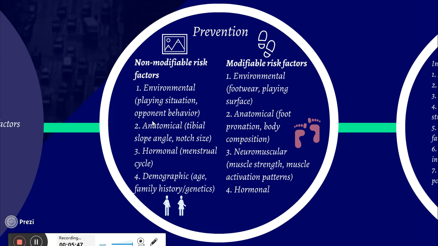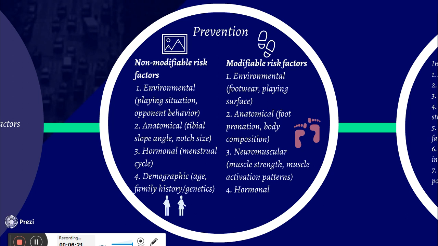So now we're looking at modifiable risk factors, such as the environment, what people have on their feet, what they're using, the playing surface, other anatomical things that can be modified, which are like foot pronation, body composition, other muscles, that sort of stuff, and then neuromuscular, which is like muscle strength, muscle activation patterns. So those things can be adjusted and worked on.